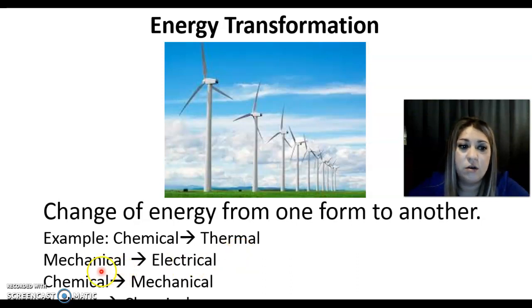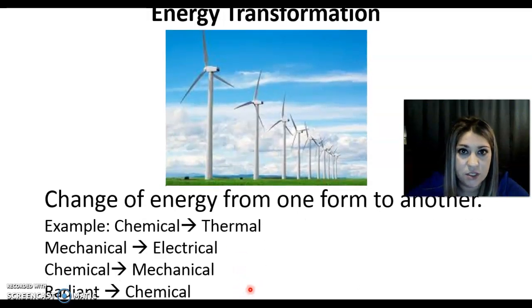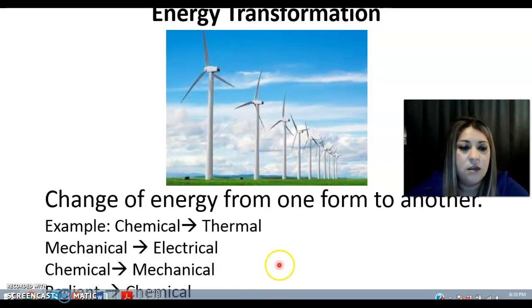We have mechanical energy. So in the example given here, we have windmills. We know that the blades on these windmills will start to turn, which is going to be mechanical energy since they're moving. That mechanical energy is then captured and then generated as electrical energy. Let me move my screen so you can see all that.